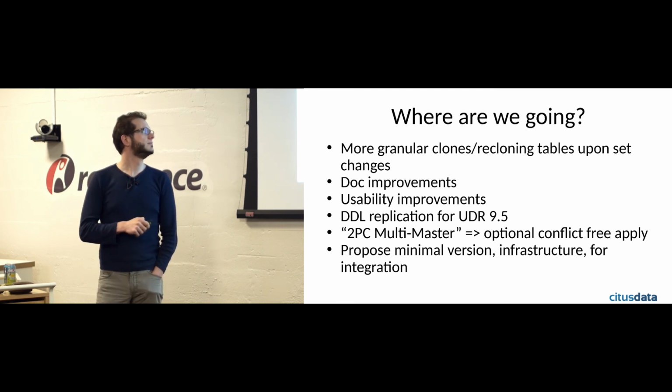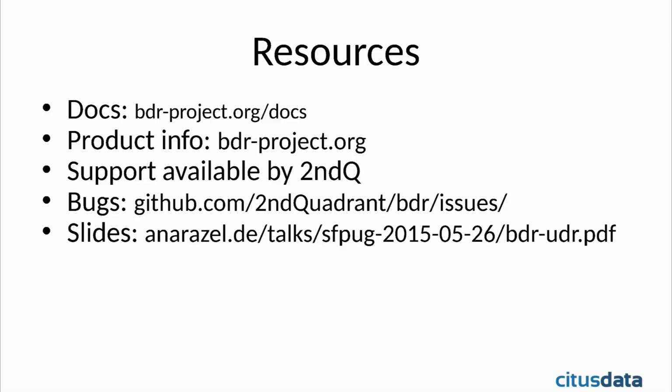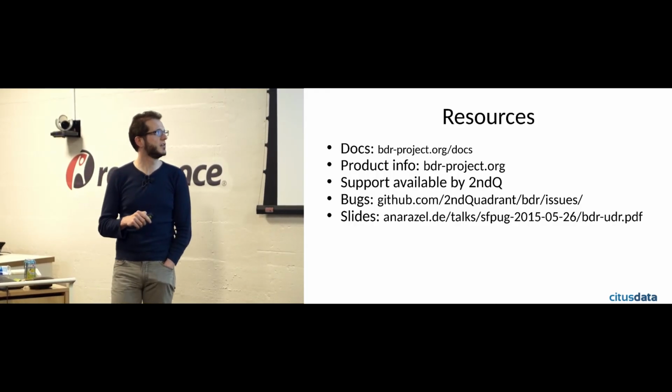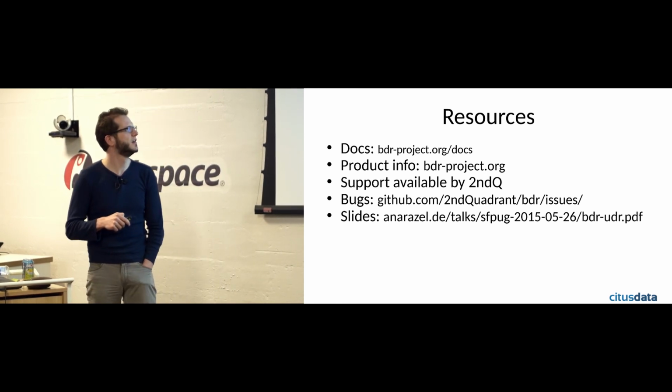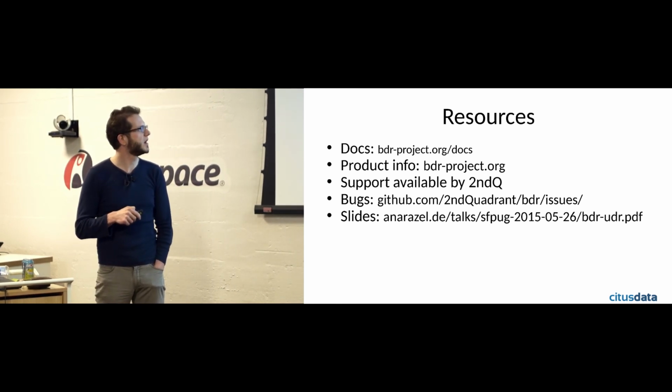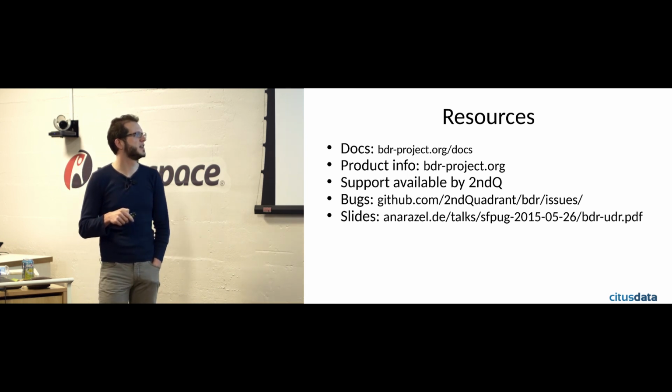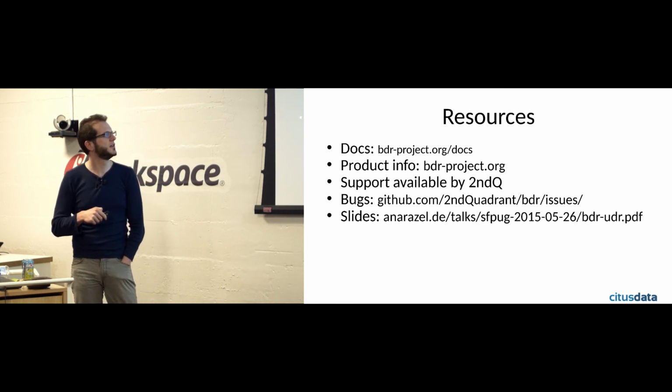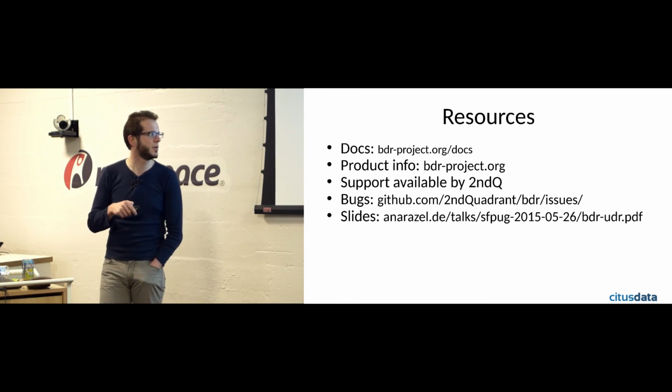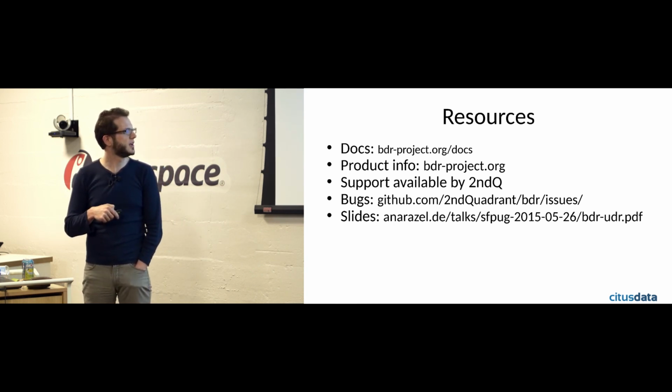Yeah, the documentation is on bdrproject.org/docs. It also has links to and instructions for RPMs, for Debian packages, and for installing from source. You can find more general information on the BDR project website. This is actually just a redirect to the Second Quadrant website about BDR. Second Quadrant provides support for this. If you run into issues, there's a GitHub with an issue tracker, and these slides are here.